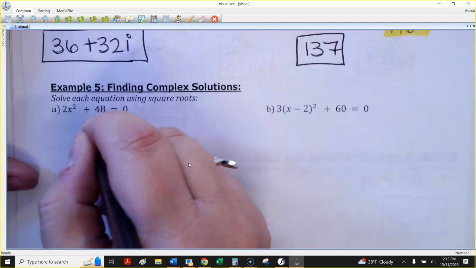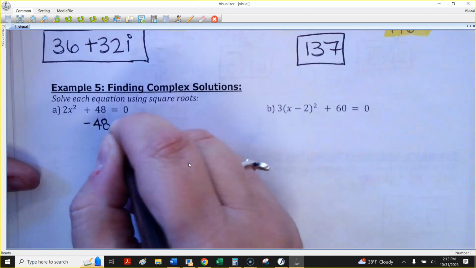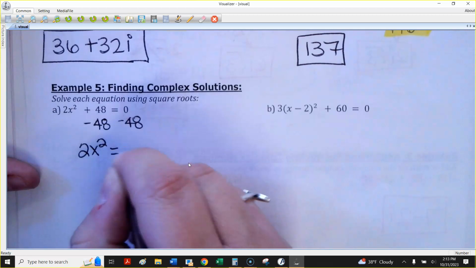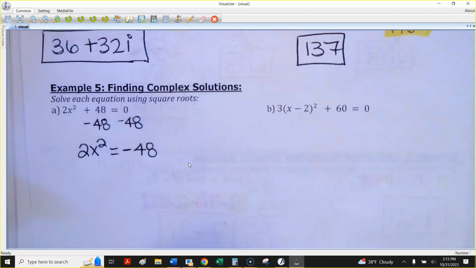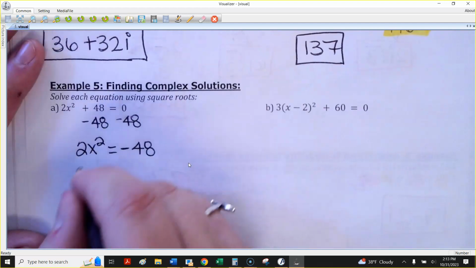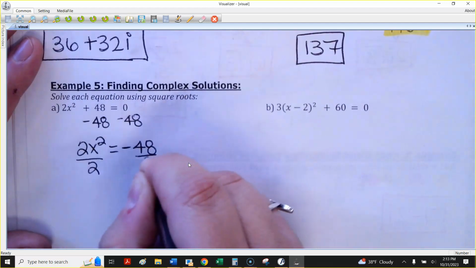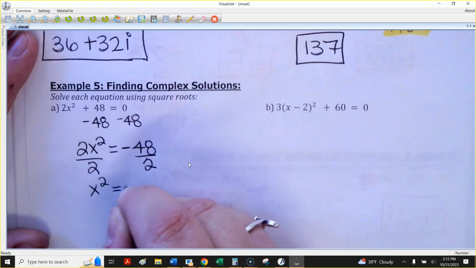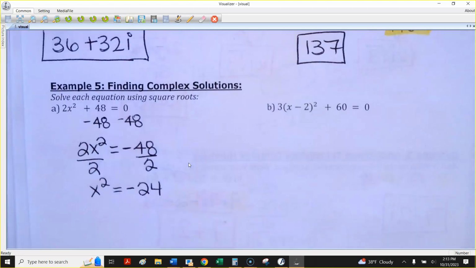So I'm going to get x squared by itself. What we're going to end up with, that we didn't end up with yesterday being able to answer, is a negative under the square root. So I'm going to get negative 48 here when I subtract that from both sides. Don't take the square root until you get the x squared all alone. This would be negative 24.